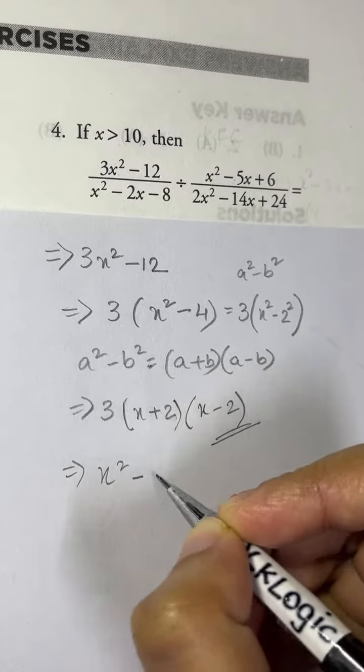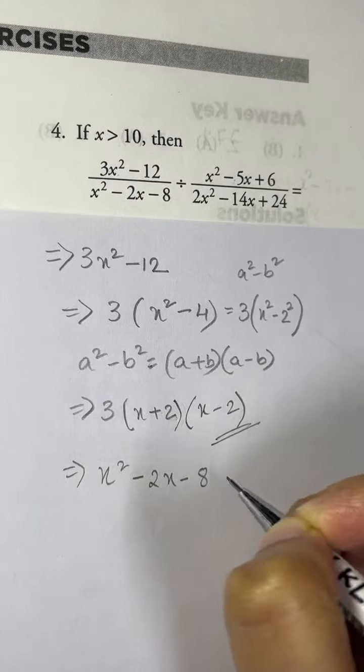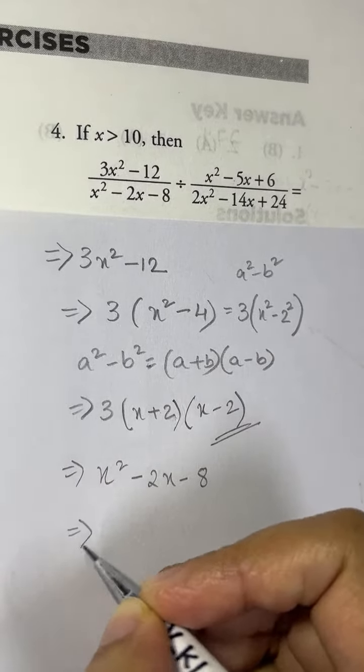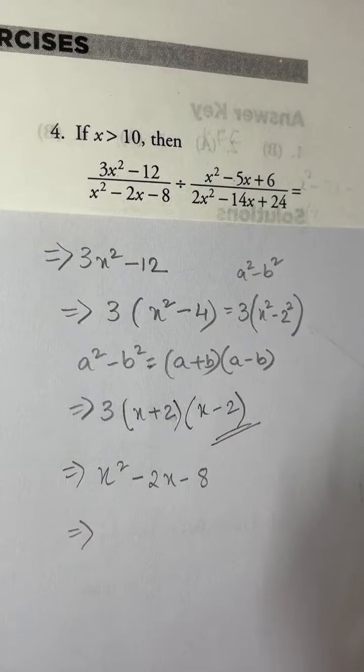X squared minus 2x minus 8. So what do you think? How can we find out the factors for that? Now you should know factorization for that. What are the rules of factorization?